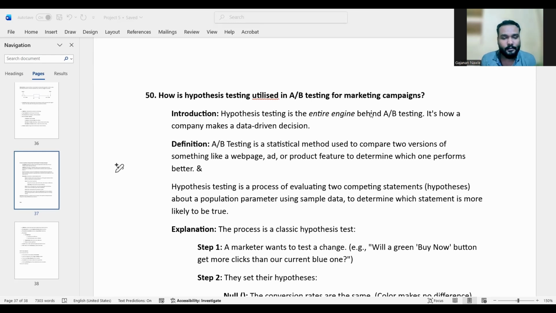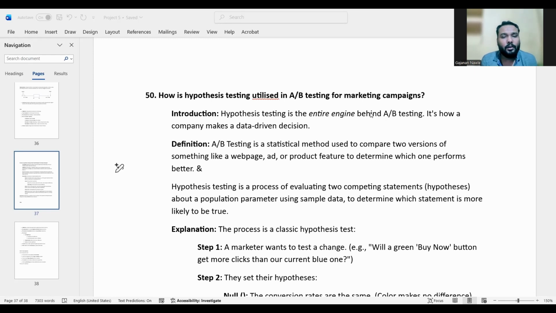Second is hypothesis testing. It is a process of evaluating two competing statements, hypotheses, about a population parameter using sample data to determine which statement is more likely to be true. This is the bread and butter of modern marketing. It's how Netflix knows which thumbnail people will click more, and Amazon knows exactly where to put the buy button to maximize revenue. To explain how it works, let us use a classic e-commerce scenario.